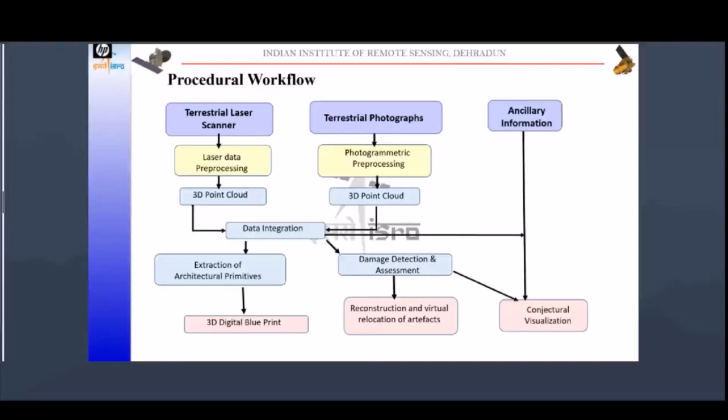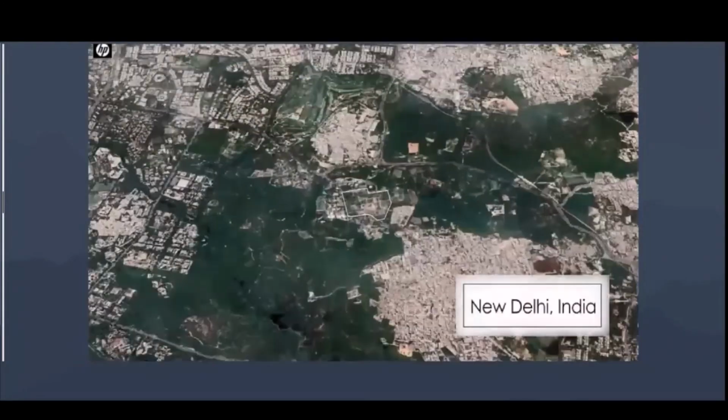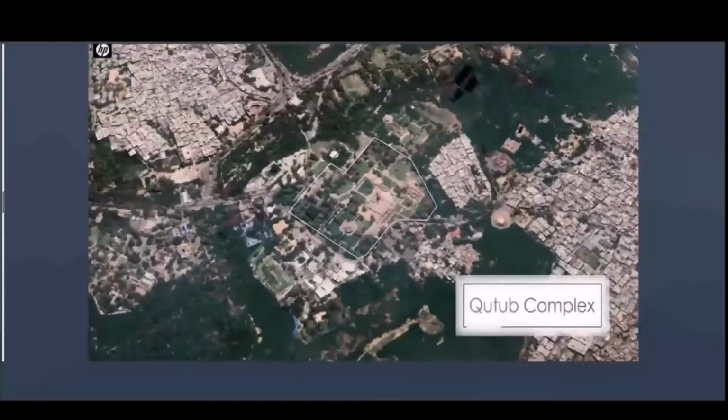So, digital documentation. Now, I will begin with an example of a UNESCO World Heritage Site in New Delhi. This is the Qutub complex in Delhi.